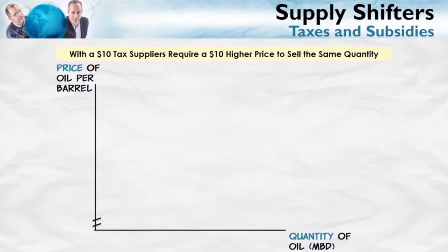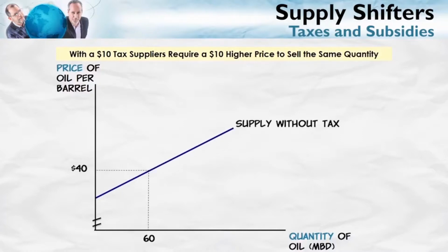Let's look at a tax. A tax on output is equivalent to an increase in costs, and therefore a tax will decrease supply. Here we go. Suppose that before the tax, firms were willing to sell, let's say, 60 million barrels of oil per day at a price of $40 per barrel. Now we imagine there's a $10 tax. How much will firms require in order to sell 60 million barrels of oil per day now that there's a $10 tax? What would be the requirement for them?